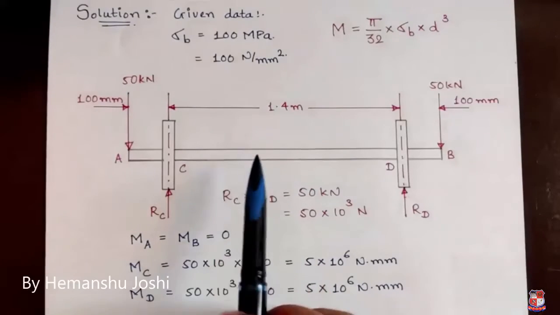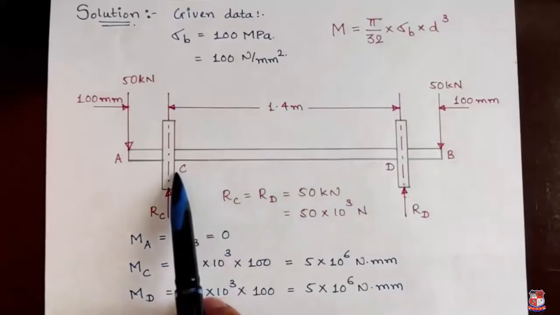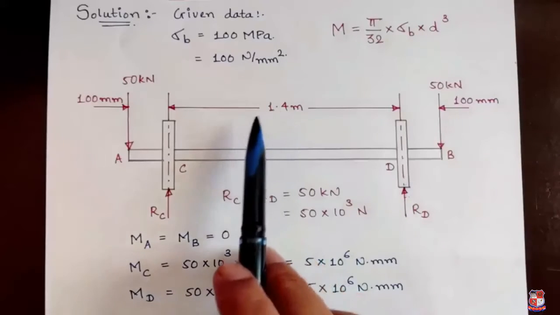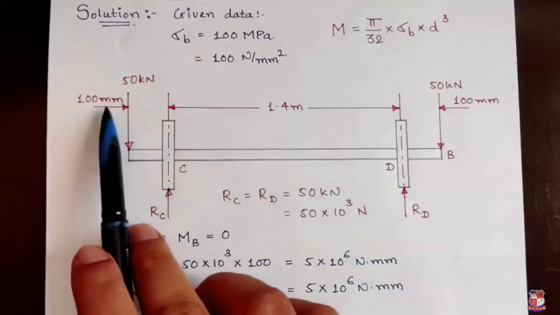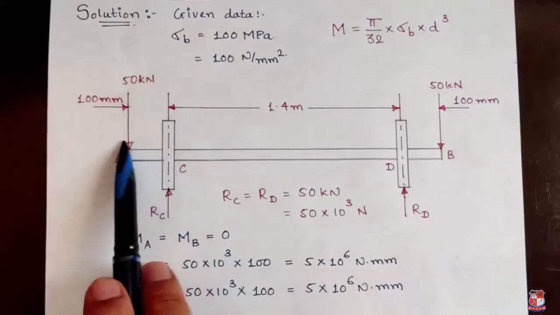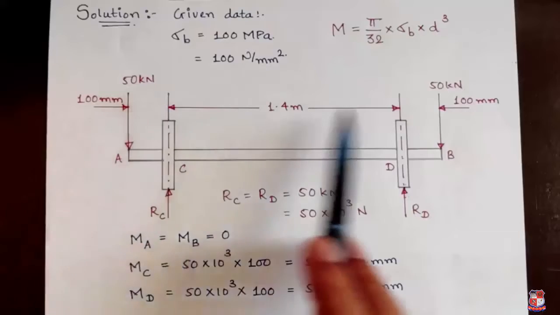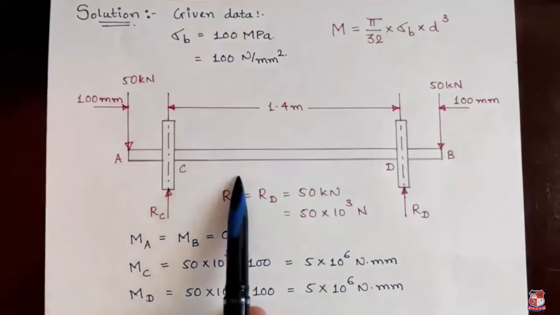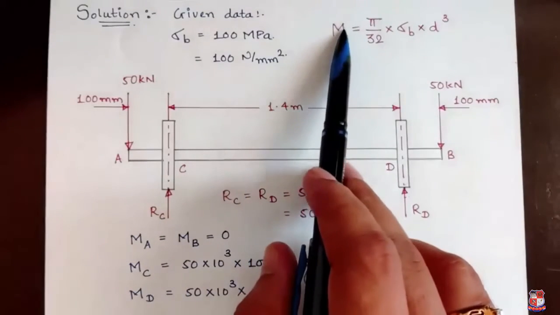As per the data, the wheelbase is 1.4 meter, so the distance between these two wheels C and D will be 1.4 meter, and the axle box is mounted outside the wheelbase at a distance of 100 mm, weighing 50 kilonewton. So this distance will be 100 mm and the force applicable is 50 kilonewton on each end. Using this figure, we have to find out the maximum bending moment, that will be our capital M.